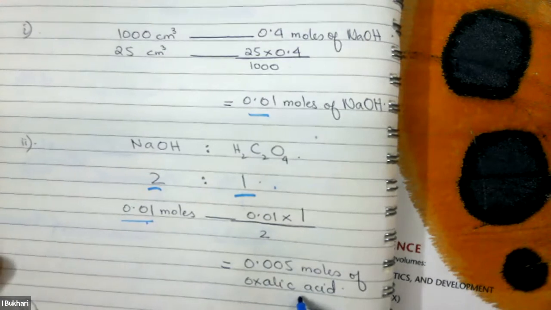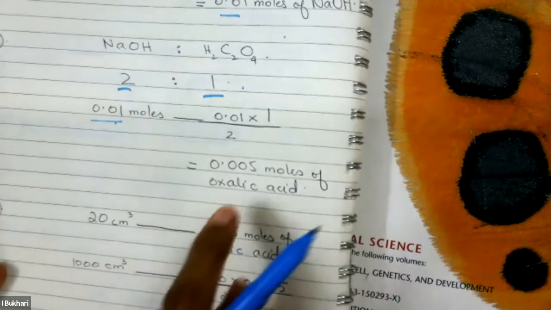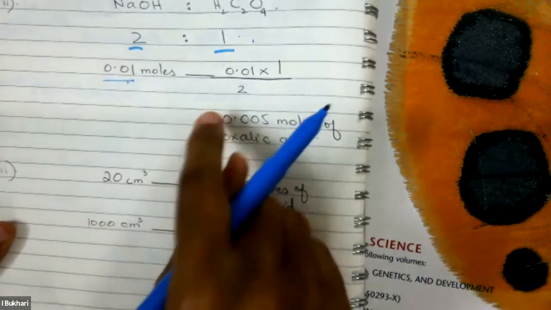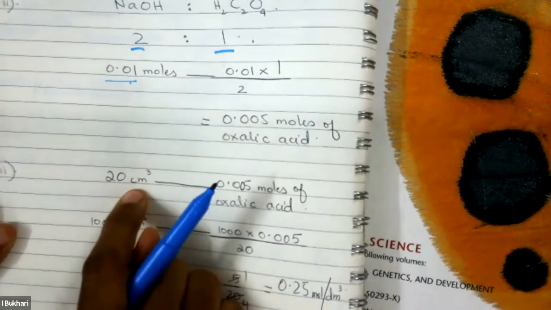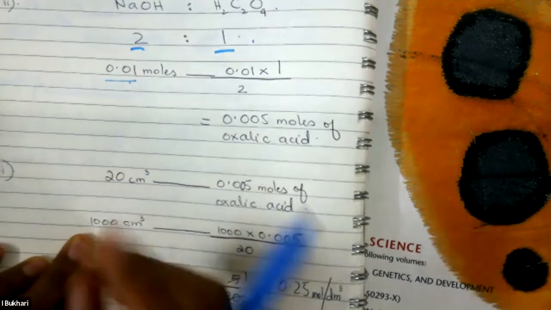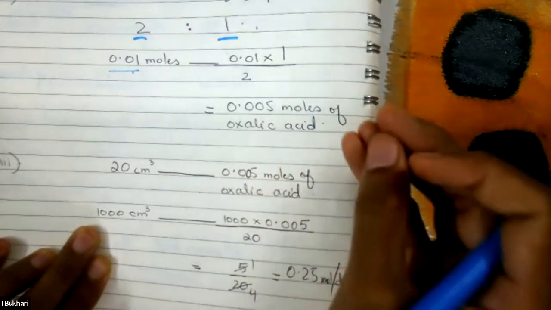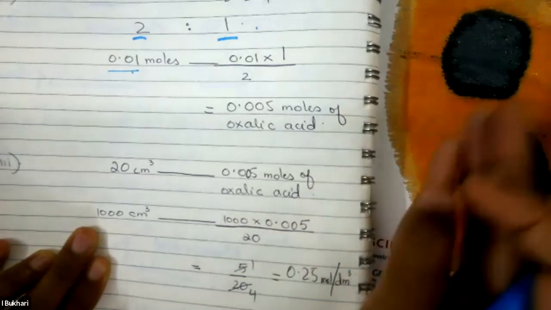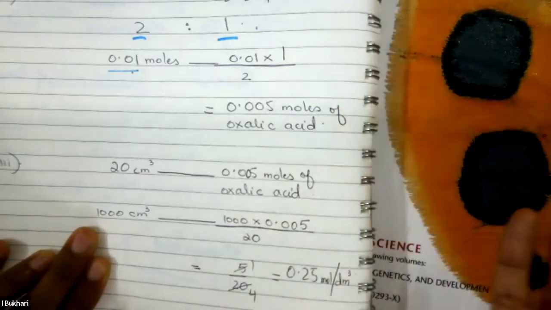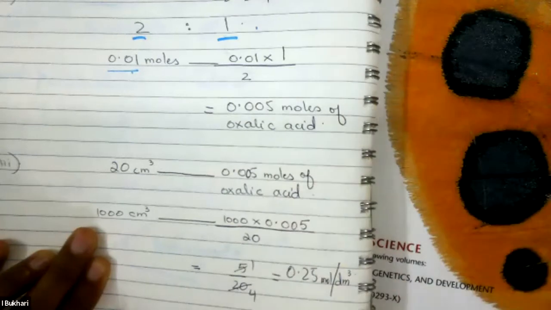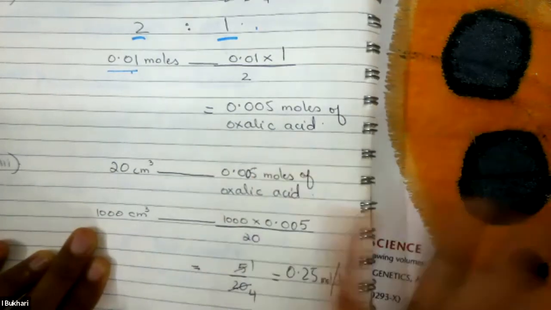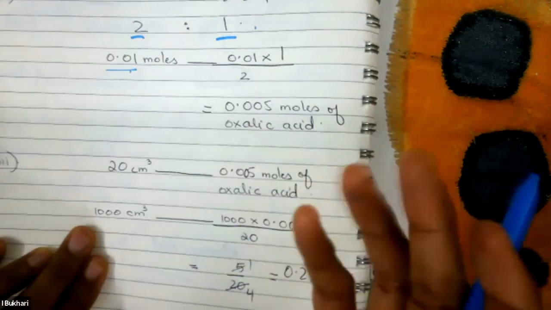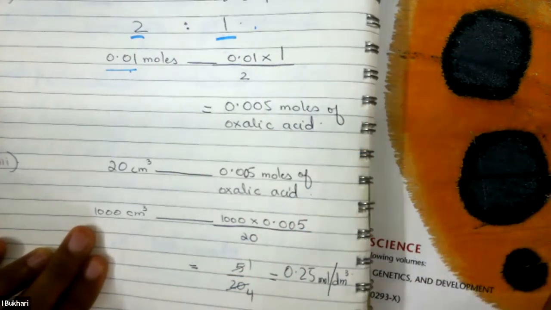So these many moles were in 20 cm cube. When they ask you concentration, basically they are asking you the number of moles in 1000 cm cube, or in 1 dm cube. Concentration is the number of moles per dm cube. So when they ask you concentration, they are basically asking you to find the number of moles in 1 dm cube.